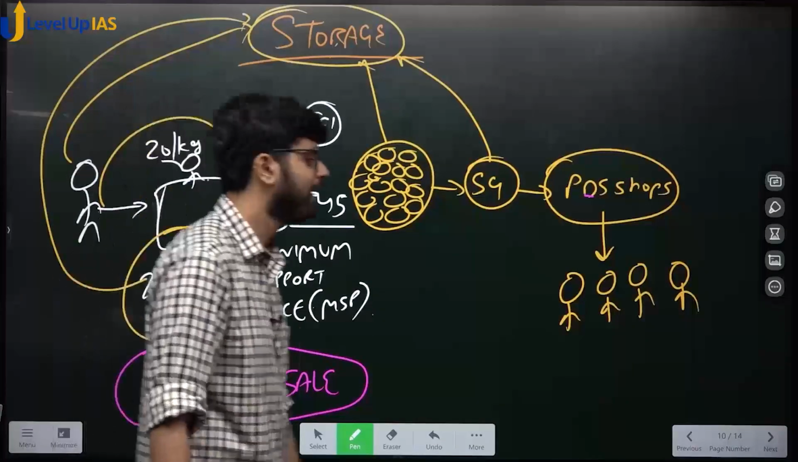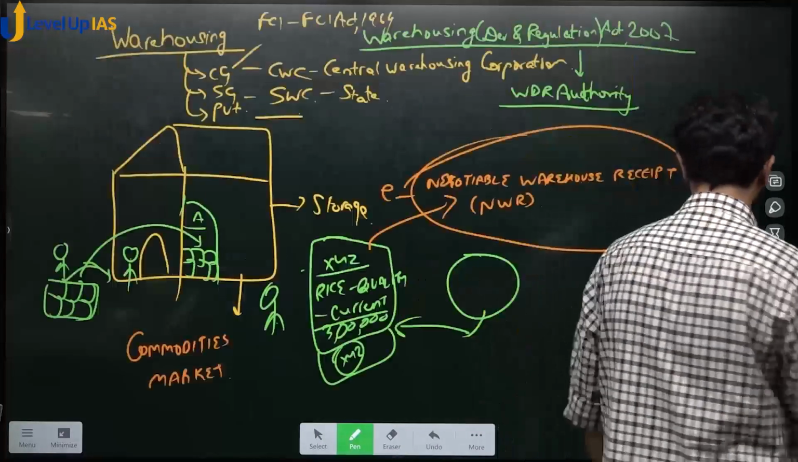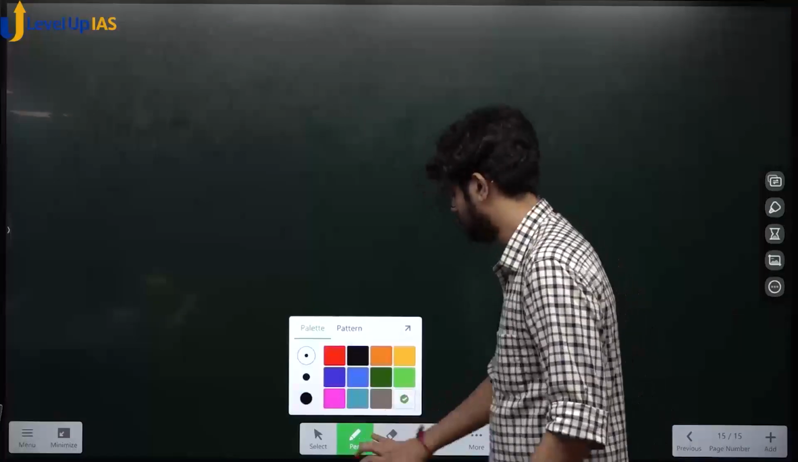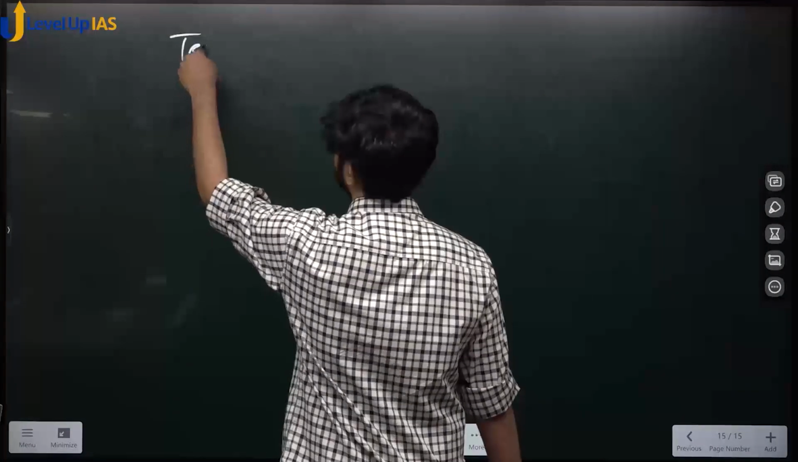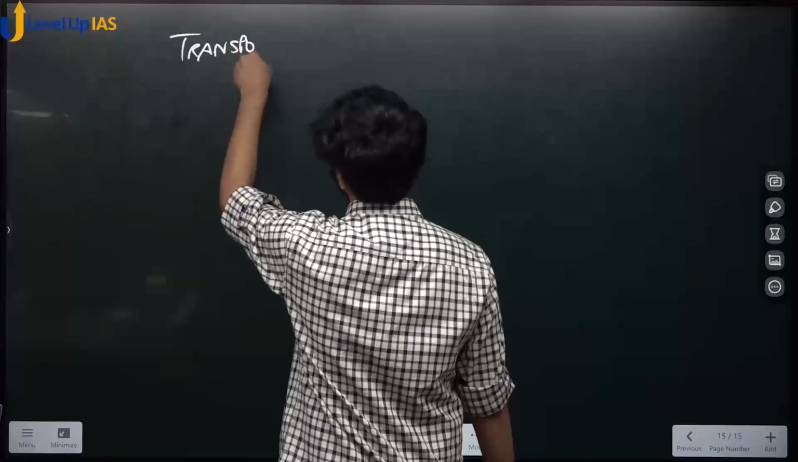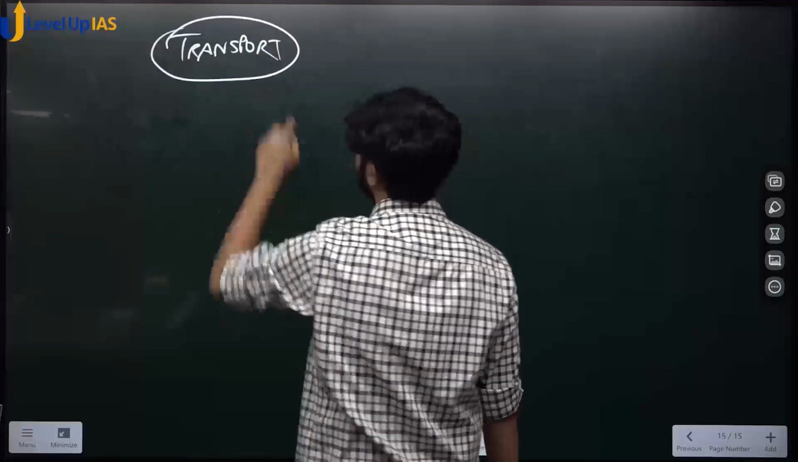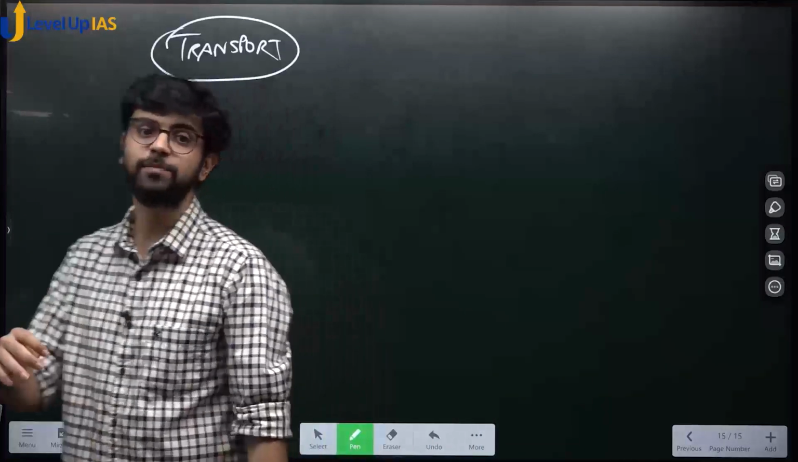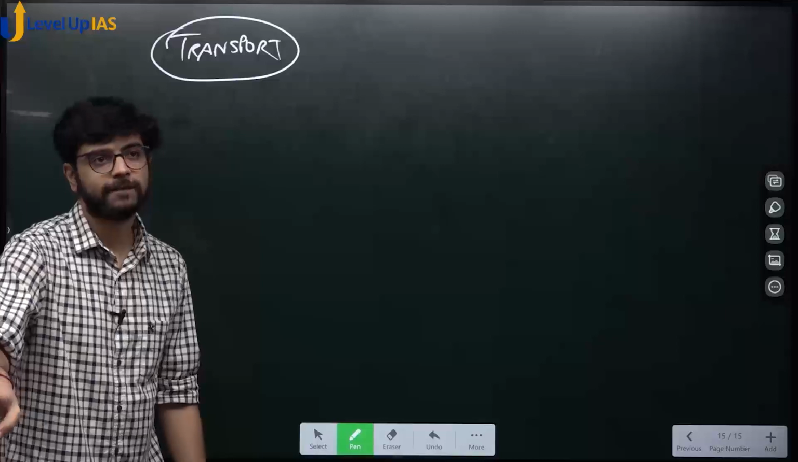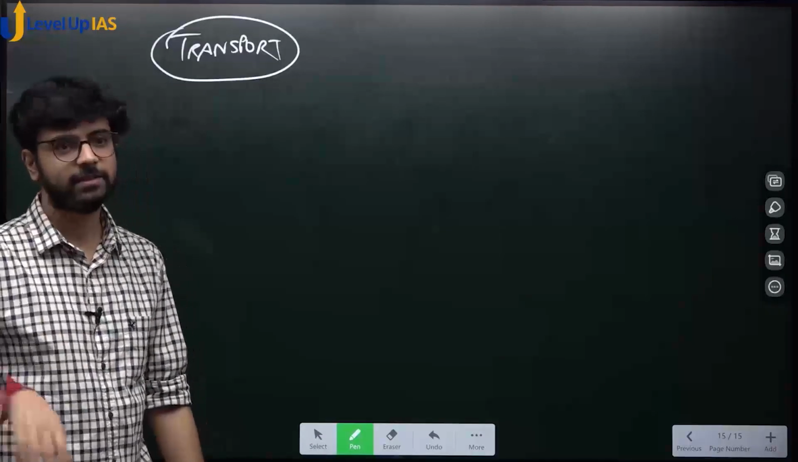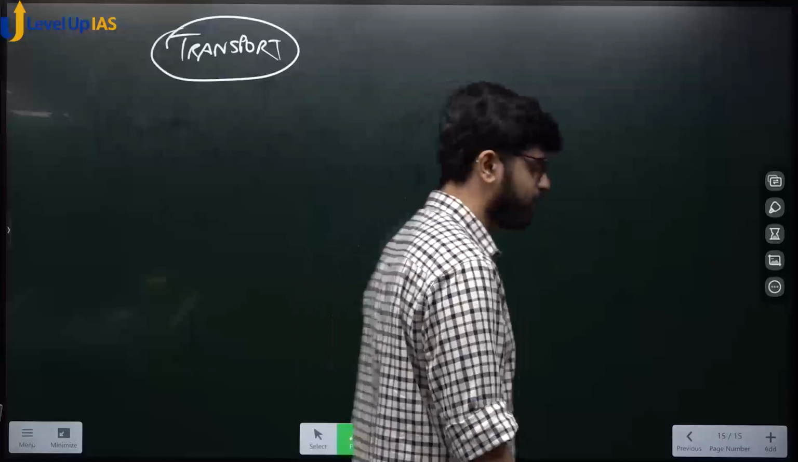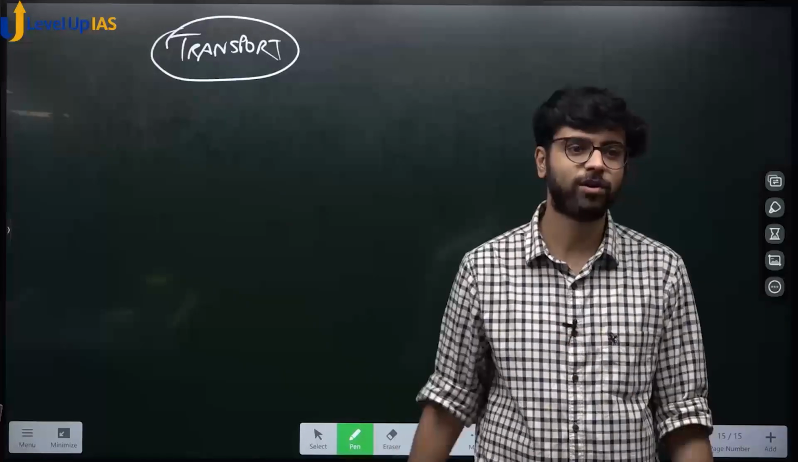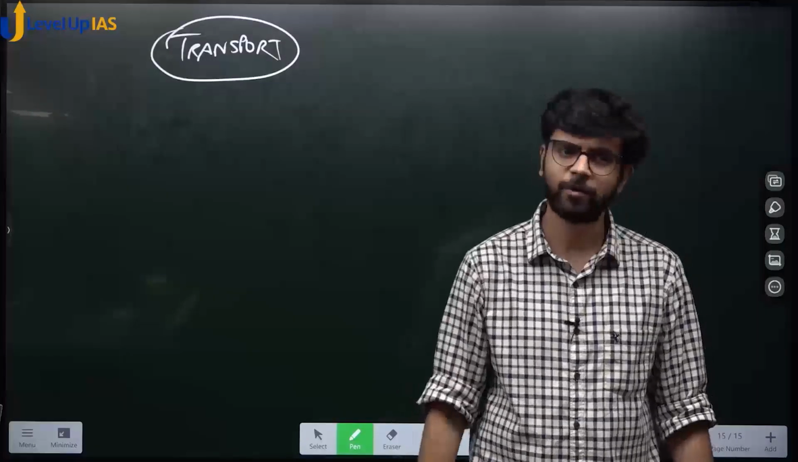Now we move on to another very important part: transport. What do you think? Maximum food grains are sent by which mode? Rail, road, airways, ports, railways. ट्रांसपोर्ट में क्या होता है? In transport, goods are sent from surplus states to deficit states, yes or no? By FCI or by state government. ठीक है?